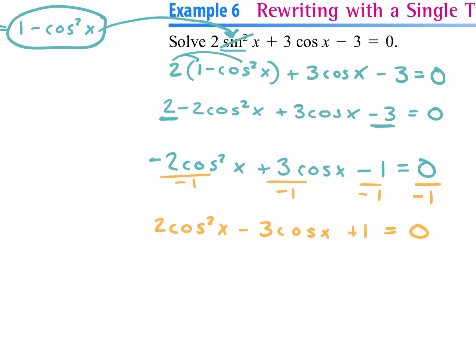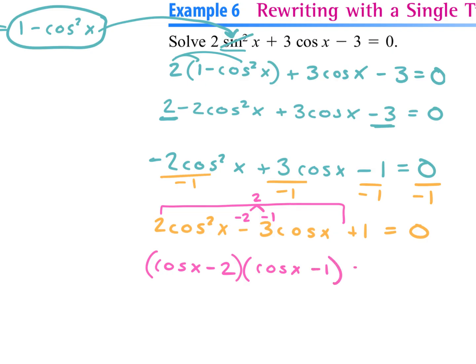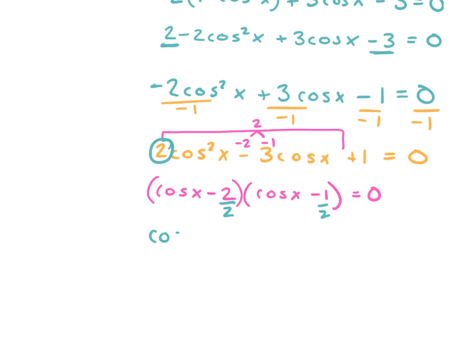What would I need to do next to factor here? Multiply the first times the last, we get 2. What are two factors of 2 that add to negative 3? Negative 2, negative 1. So we have cosine x minus 2 and cosine x minus 1. If we start by multiplying the first times the last, what do we have to remember to do? Don't forget to divide by that 2. So cosine x minus 1. And then if it doesn't simplify, you can move it in front. So this would be 2 cosine x minus 1.